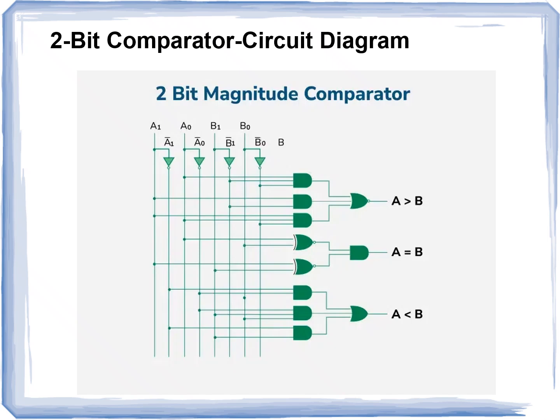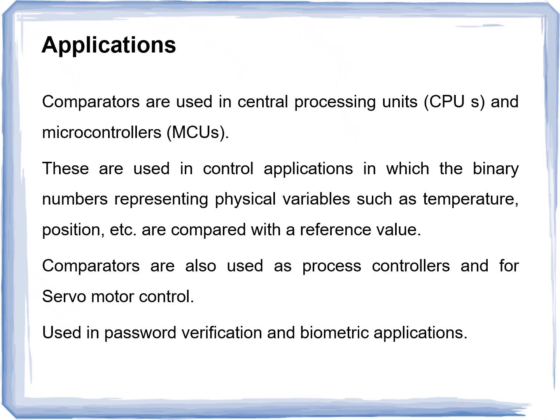In the single bit magnitude comparator, we compare only single bit values. But in the 2-bit magnitude comparator, we compare the MSB first. If the MSB bits are equal, then we go to the LSB bits. Based on these values, we draw the K-map and we have drawn the circuit diagram for the 2-bit magnitude comparator. Then, applications: where are we going to use these comparators.